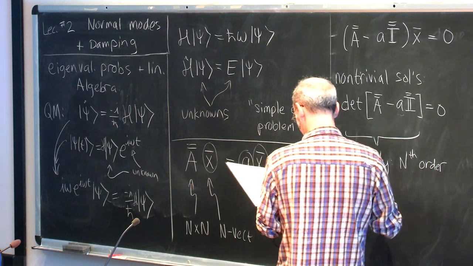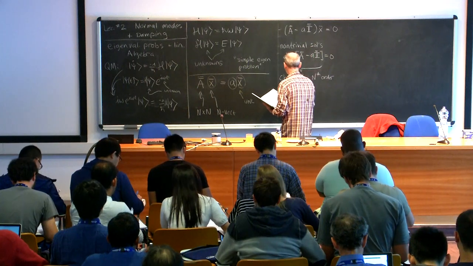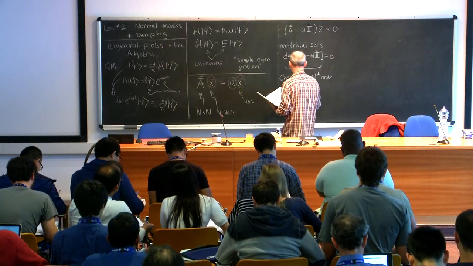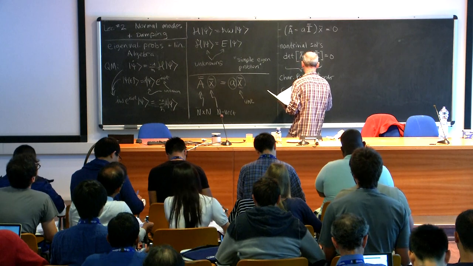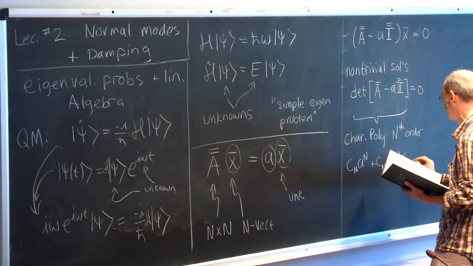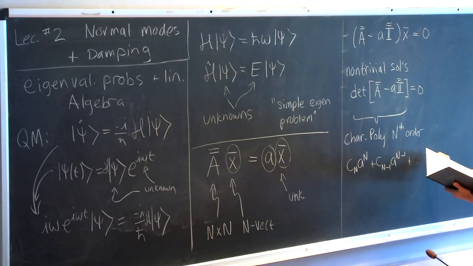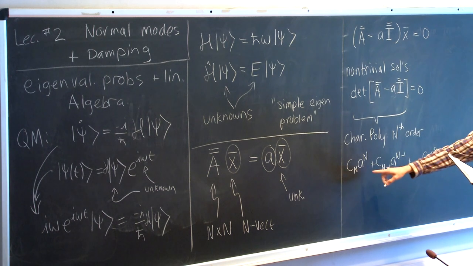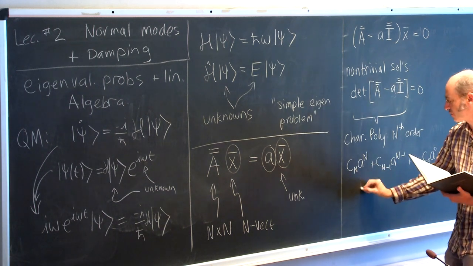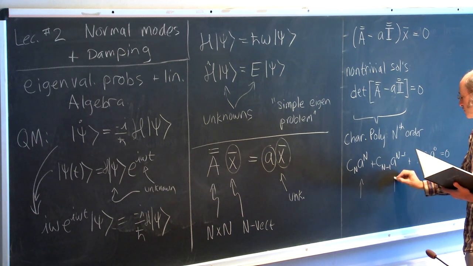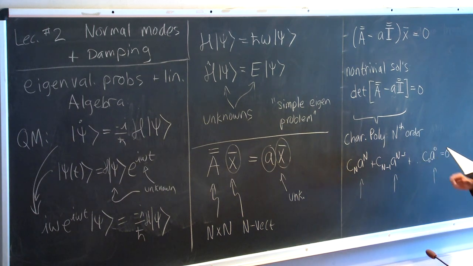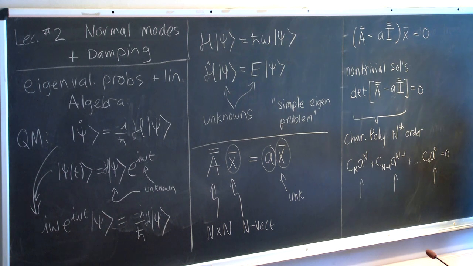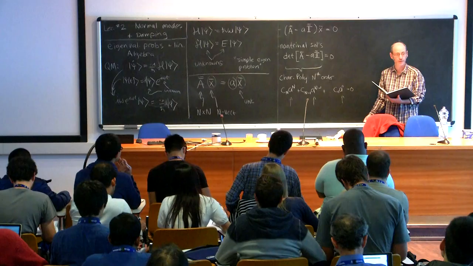So it will look like some coefficient times little a to the n plus some other coefficient times little a to the n minus 1, and so on and so forth, all the way down to the last one. And it's when that polynomial equals 0 that you have a solution, so you have to hunt around for the values of a such that this polynomial equals 0, which is to say you have to find the roots of this nth order polynomial.